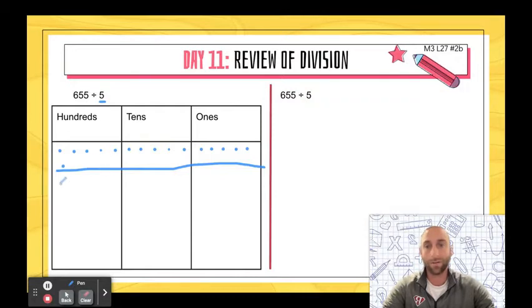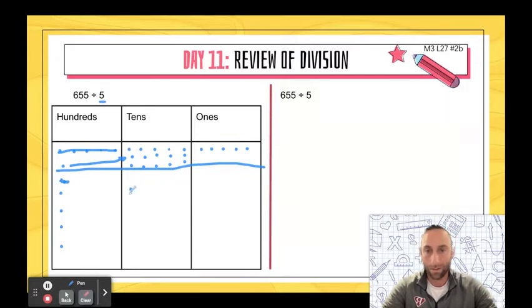Okay, so let me start right here. I got 1, 2, 3, 4, 5. So I'm going to cross out these 5 because I used them. Now I cannot place this 6th one evenly in another group. I just can't do that. So I have to unbundle it. So this 100 is going to become 10 tens. 2, 4, 6, 8, 10.